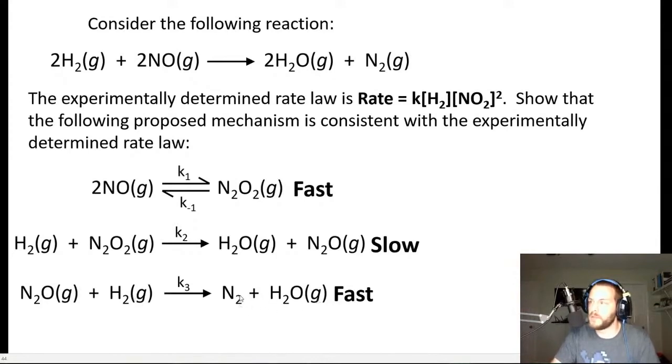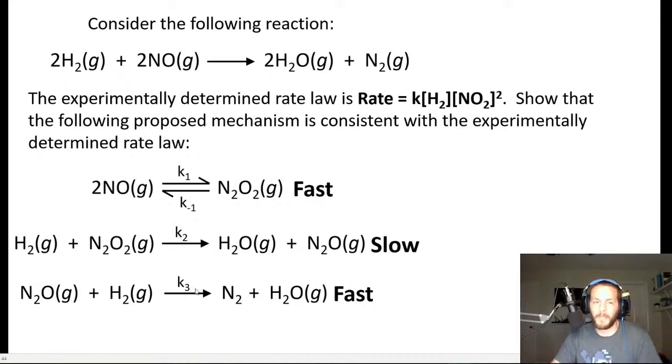And it looks like my N2 is missing a state of matter. Shame on me. I should have put a little G there. I know it's really not important for the purpose of understanding mechanisms, but I don't know. I'm a perfectionist, which is why I believe I was attracted to chemistry in the first place.